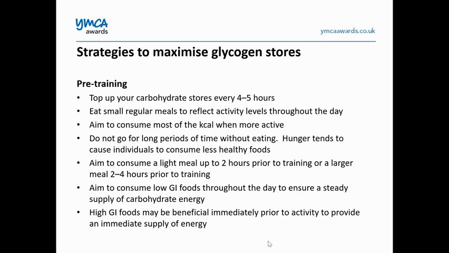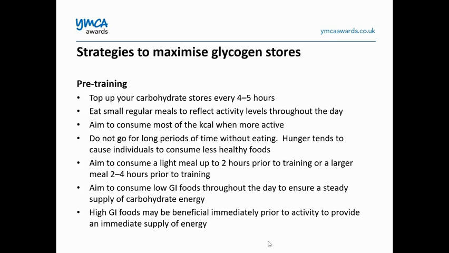So how can we maximize our glycogen stores to make sure that we can maximize that fuel supply for our ATP production? We know that they run out every 4 to 5 hours. So before training, we need to ensure that we're regularly topping up our carbs every 4 to 5 hours. In order to do this, we want to be eating small, regular meals to reflect our activity levels throughout the day, obviously increasing the size of the meals relative to the amount of activity we're doing.